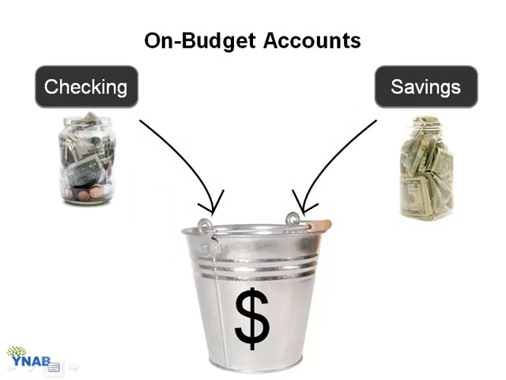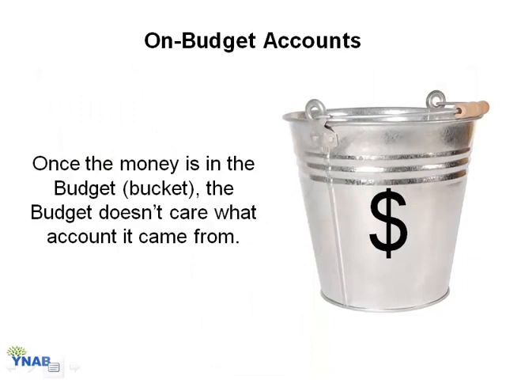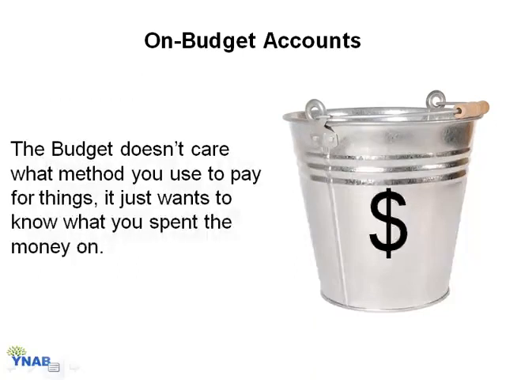Imagine, for example, that in one hand I have a jar of money that represents all the money in my checking account. In the other hand, I have a jar of money that represents all the money in my savings account. Now, I pour both of those jars into a bucket. The bucket represents the budget. Once the money is in the budget, or the bucket, it doesn't care what account it came from. The budget doesn't care what method you use to pay for things. It just wants to know what you spent the money on.